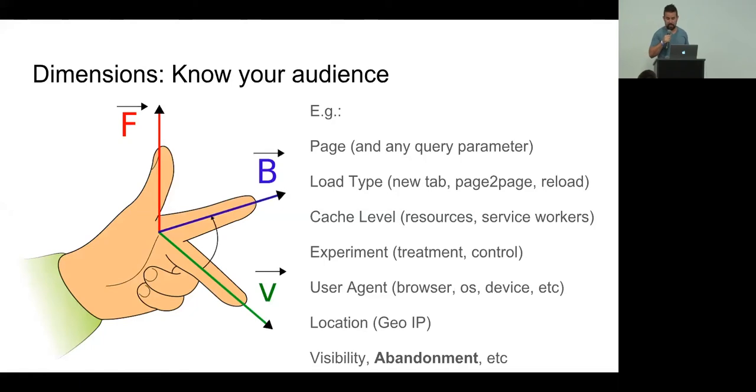Load type, maybe: is this a new tab that just opened, or a page-to-page transition that's being loaded, or a full reload of a page? The cache level, of course: you can check if the page loaded with everything cached or not. So you can compare and make sure whatever you're tracking helps narrow and find the culprit for some potential regression you saw. And experiment as well. If you have A/B testing, you should be able to correlate your A/B testing with whatever metric you're tracking. So it's essential to have that.